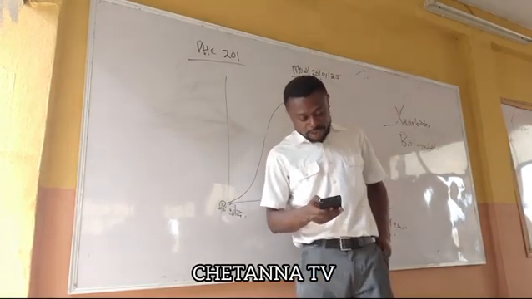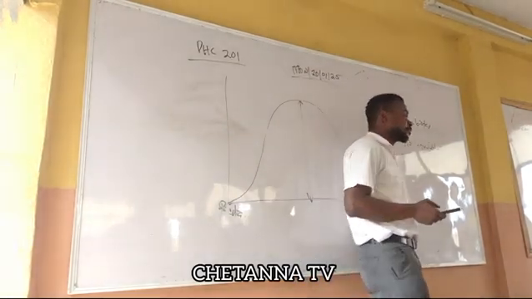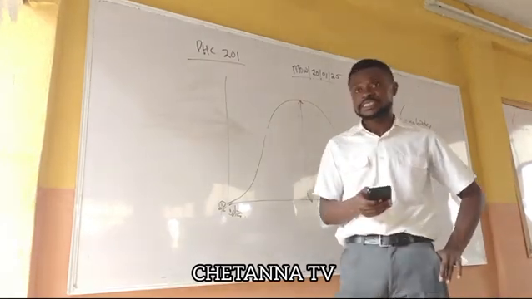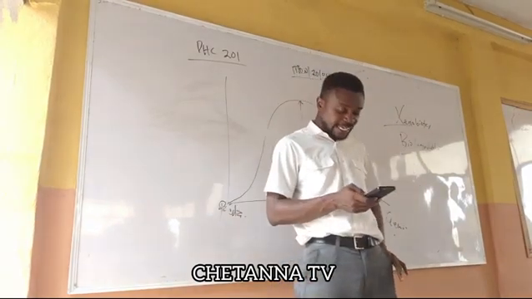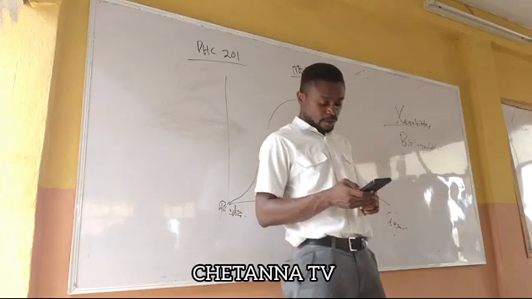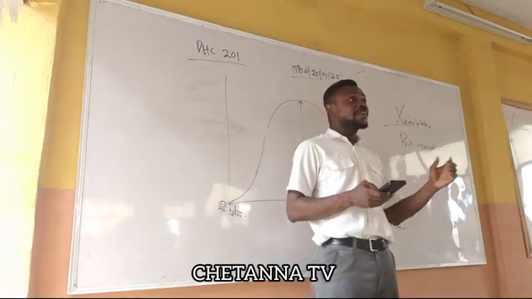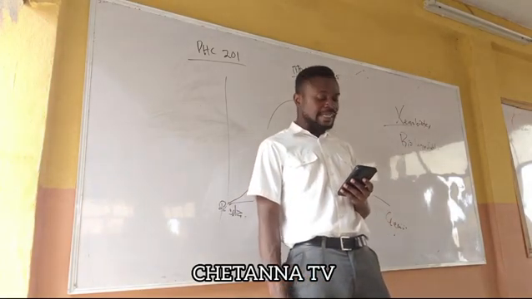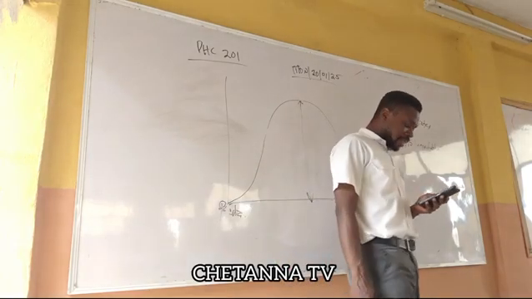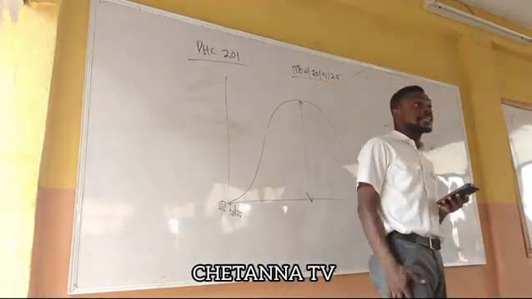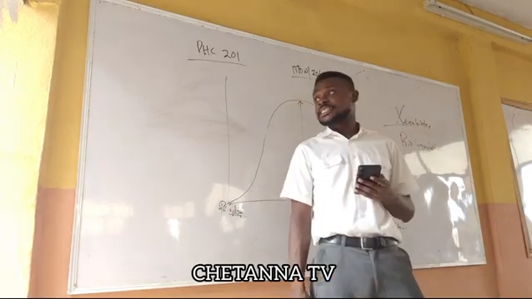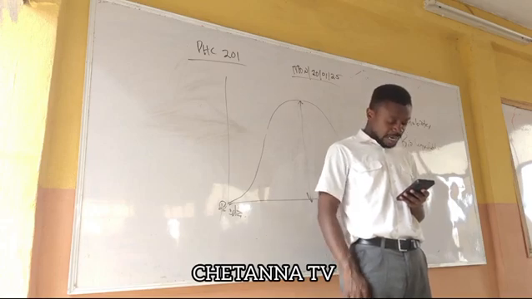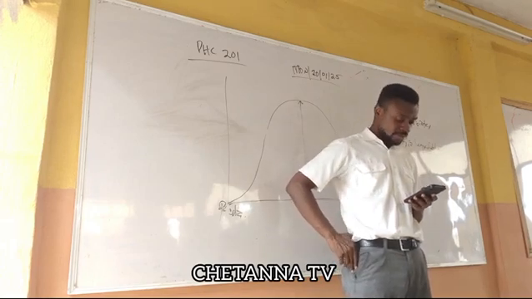Now let's look at factors that influence the aging process. The factors can be genetic, environmental, or psychological. Are we together? They can be genetic, environmental, and psychological. So let's start with genetic factors.